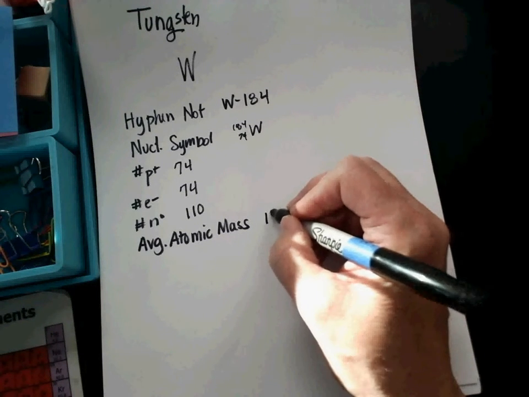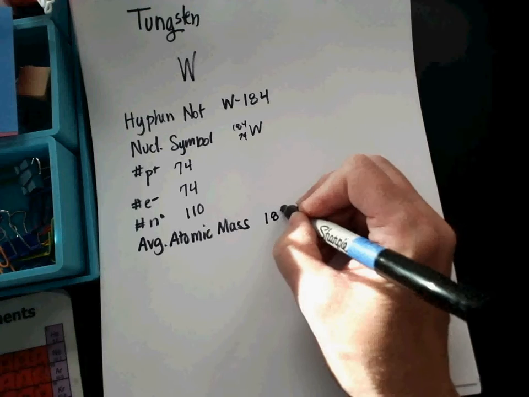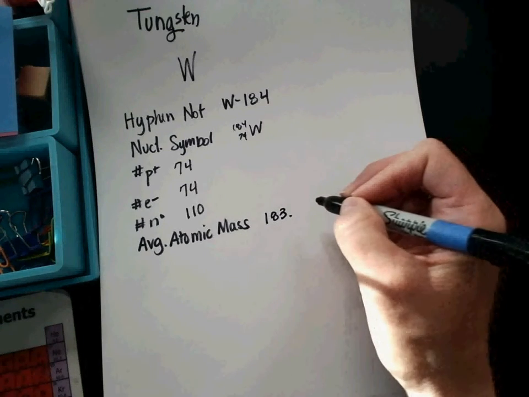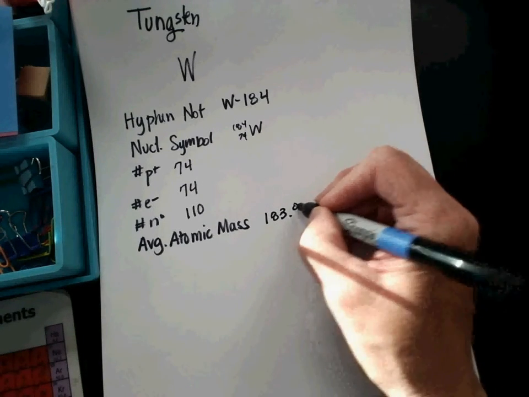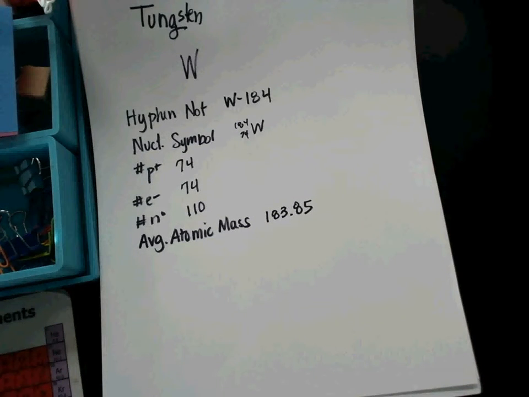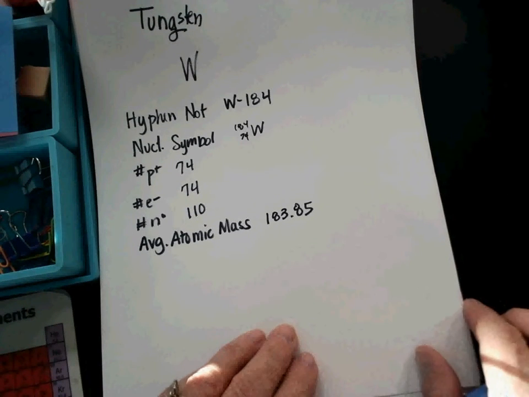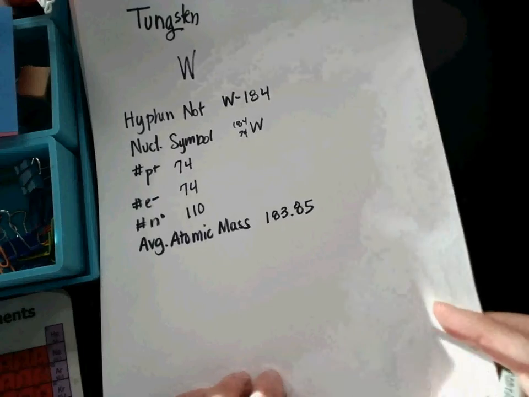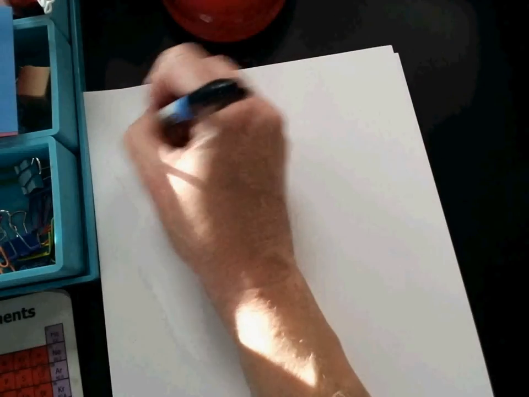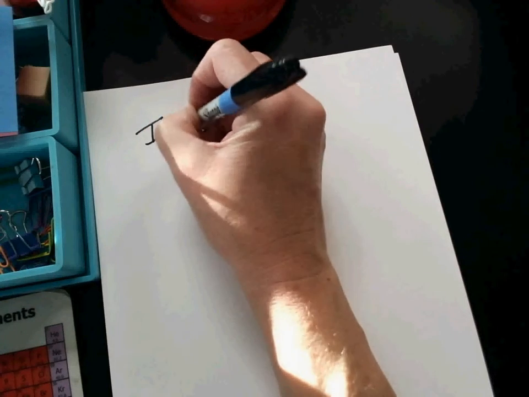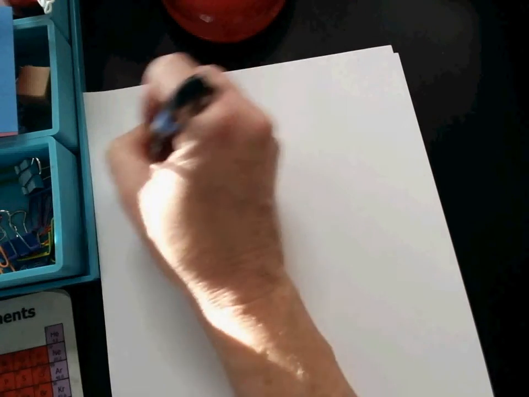Wouldn't it just be 186? Or no, 183. 183 point what? 183.85. Yep, you have to use the whole thing when it's average atomic mass. Okay, easy enough? All right, we'll do something that's just a tick more challenging then. So let's talk about isotopes, and we'll do some calculating with those.